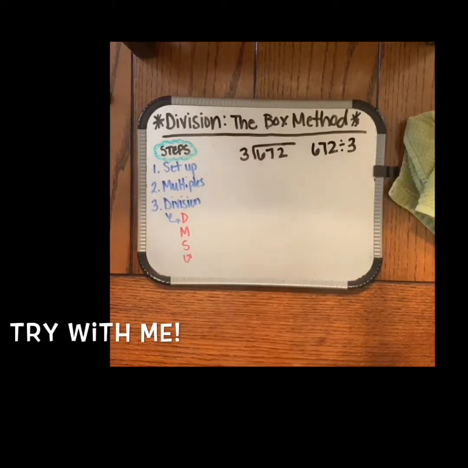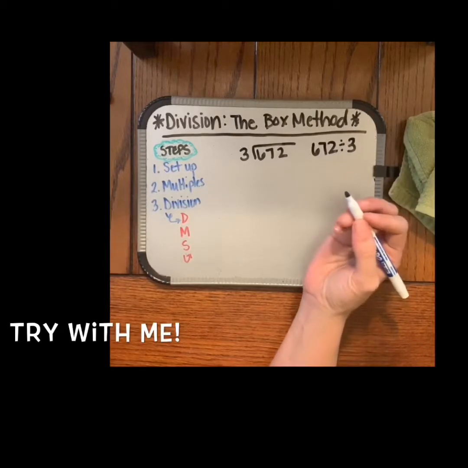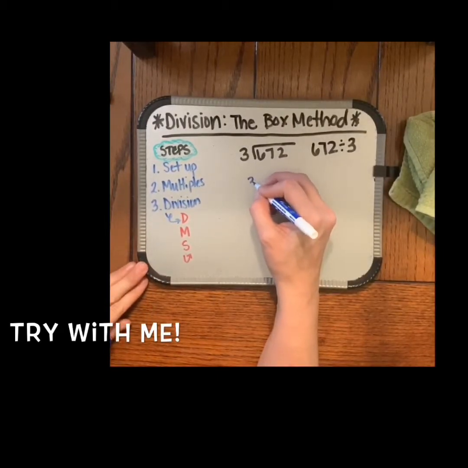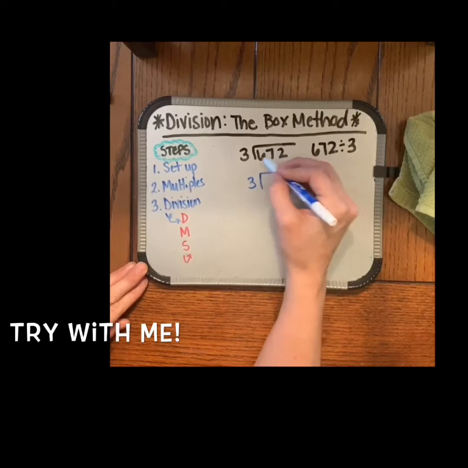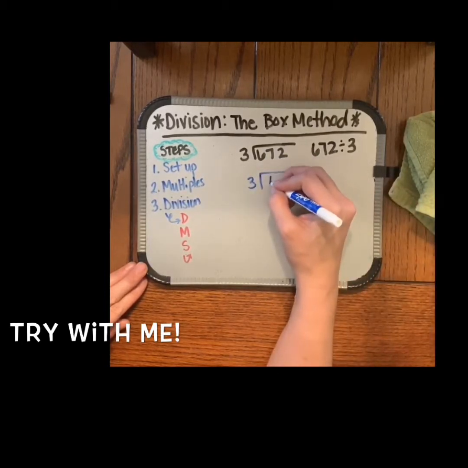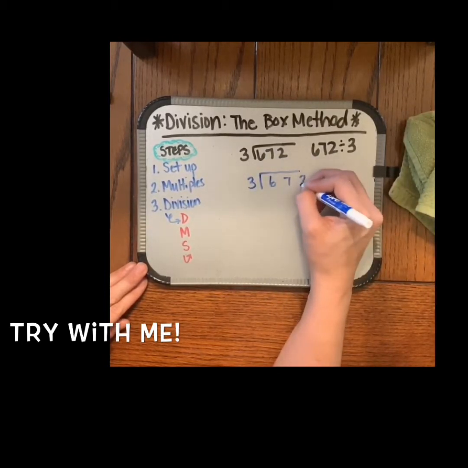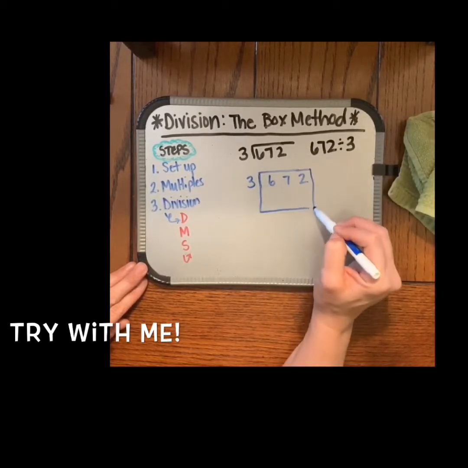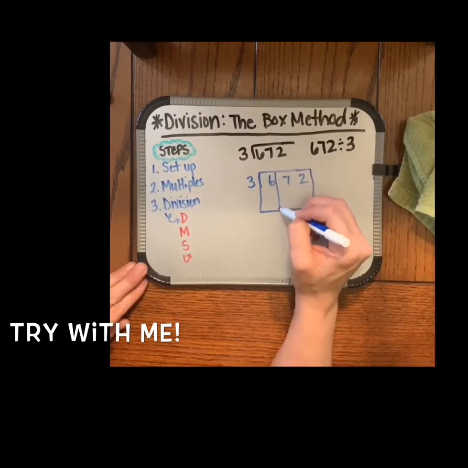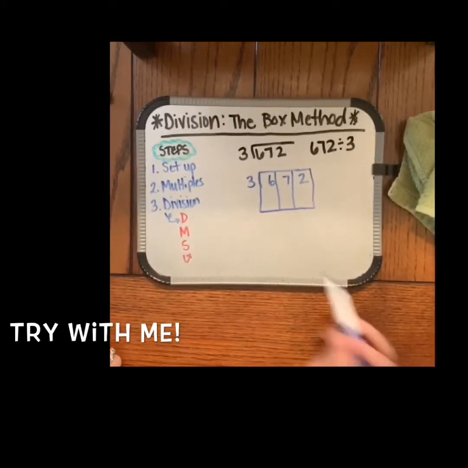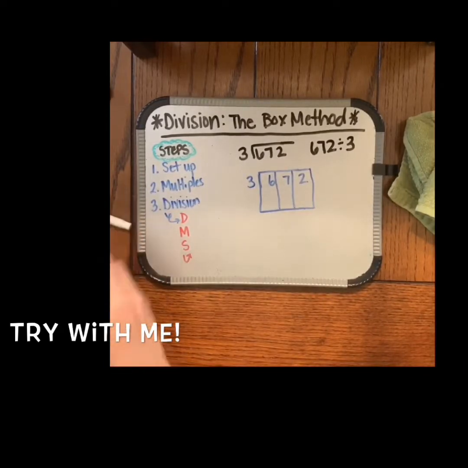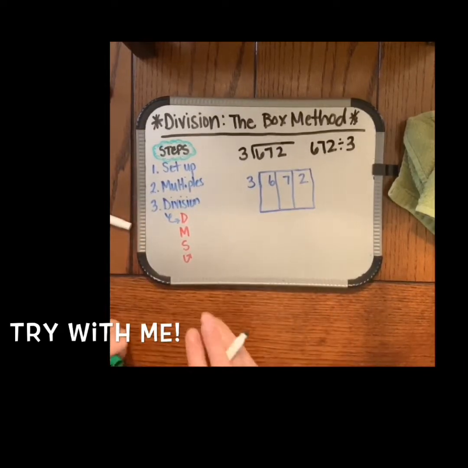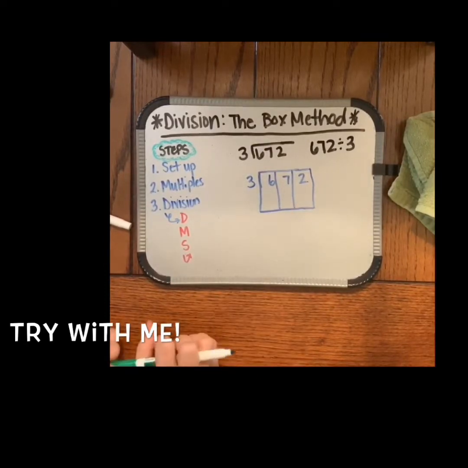Okay? So step number 1, I want to set up my problem for the box method. So I'm going to take 3. It looks very similar to this. I'm just spreading it out a little bit more. Okay. Then I'm going to take these lines, turn it into a box. And then I'm going to split it up. Okay. So now I'm going to write down my multiples. And I'm doing the multiples of 3. I'm going to give you a second to fill out the multiples. Just pause this video and write the multiples out.